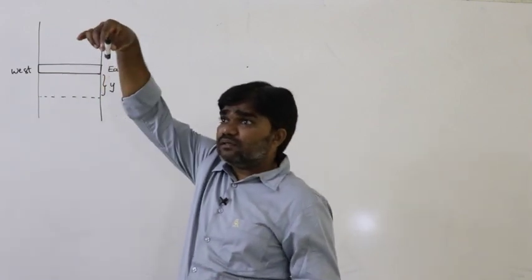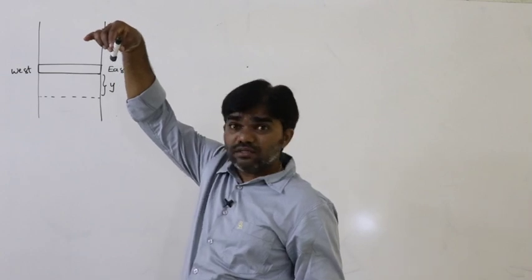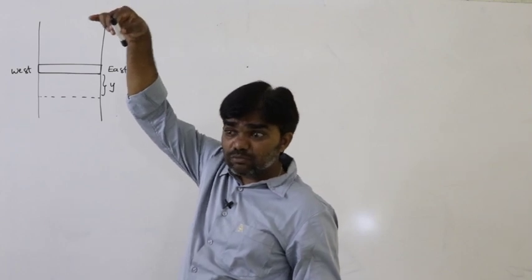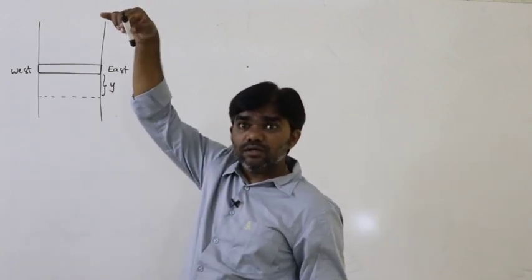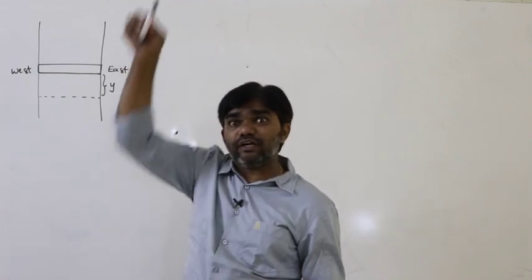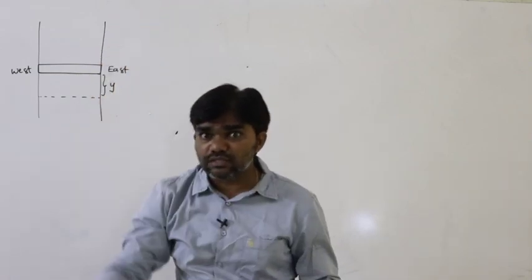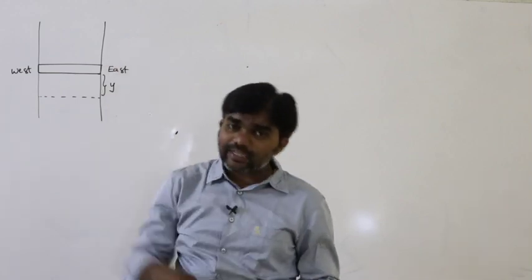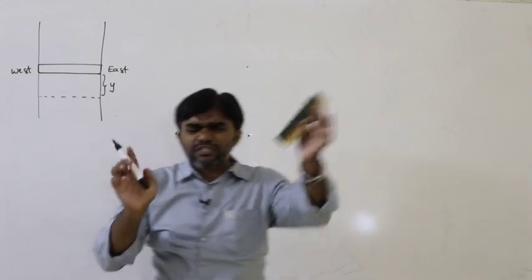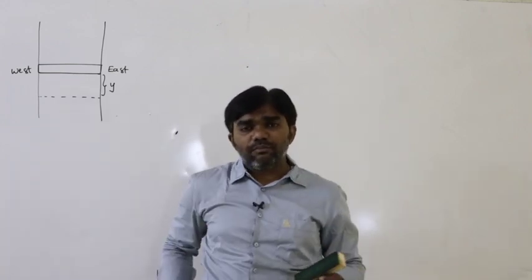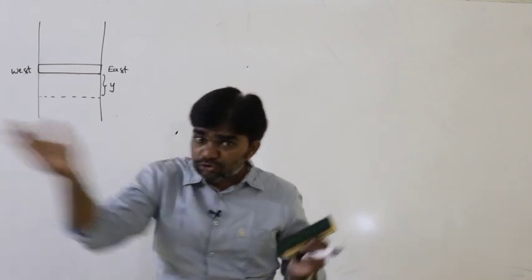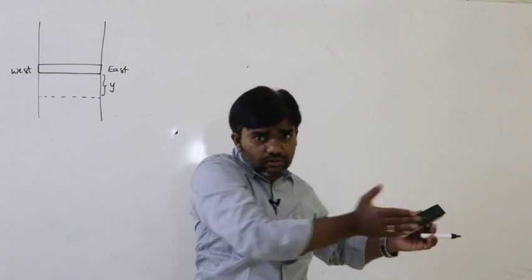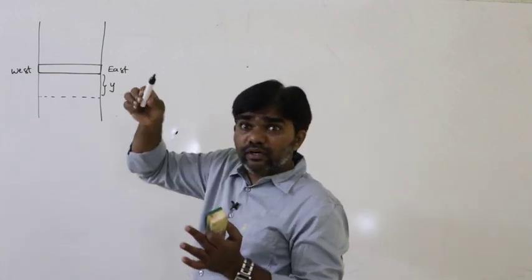But if the conductor facing east-west moves downwards or upwards, definitely it cuts the horizontal component of Earth's magnetic field. If it's moving downwards, it's cutting the horizontal component. If it moves upwards, then it also cuts the horizontal component of Earth's field. You have to imagine that. The direction of the horizontal component of Earth's magnetic field is from south to north, and the conductor is pointing towards east-west.